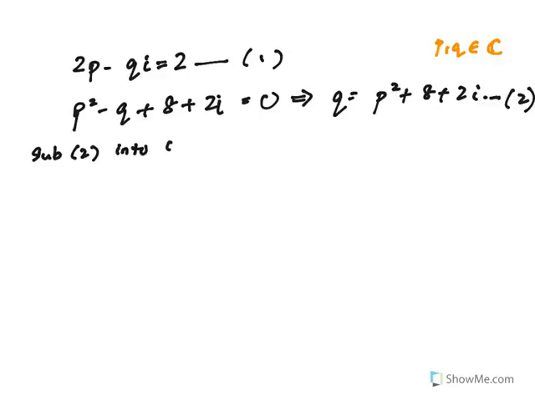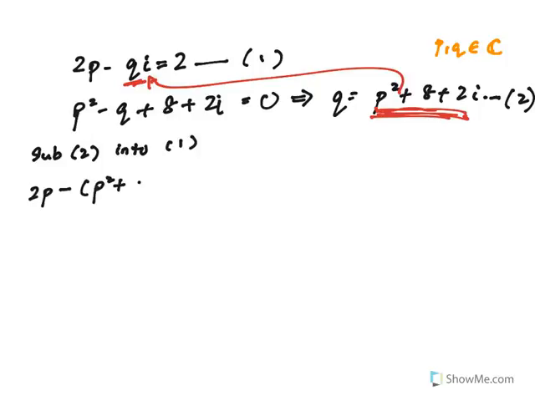Okay, into 1. This is what you get. So I was basically substituting Q from 2 into 1. This is Q, right? I'm going to substitute it here. Alright, this is what I get: 2p minus p squared plus (8 plus 2i) multiplied by i equals 2.